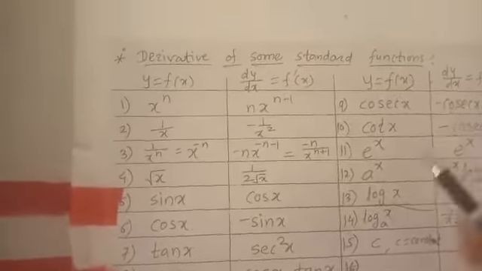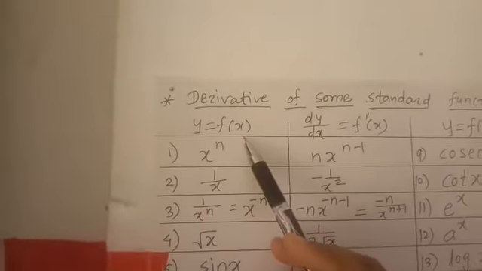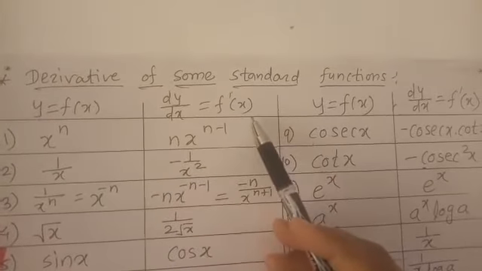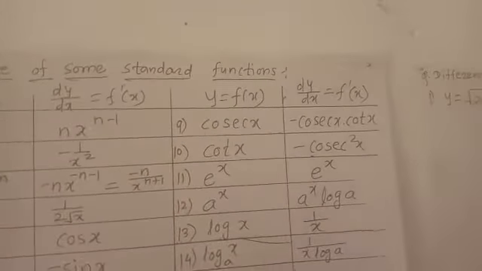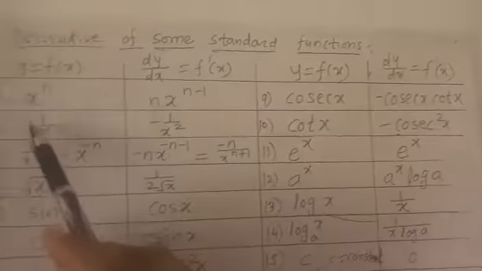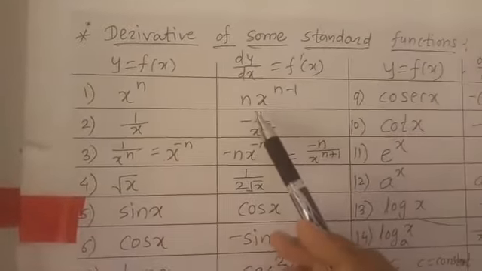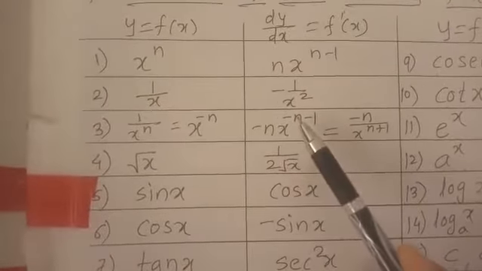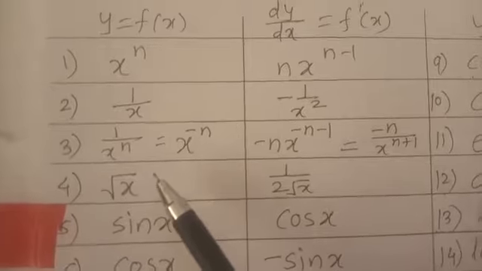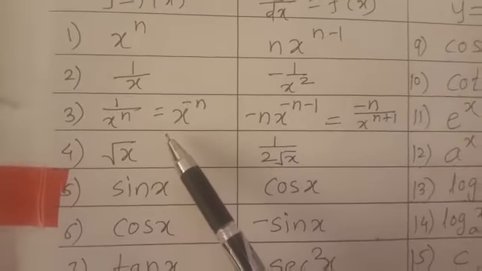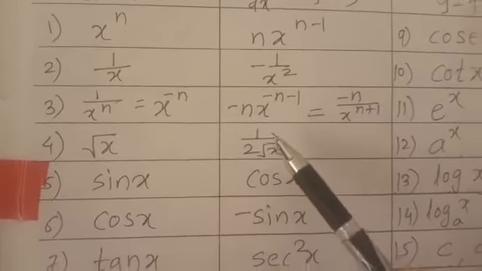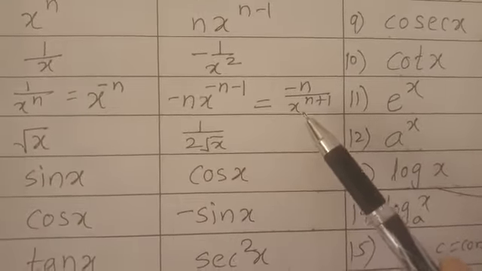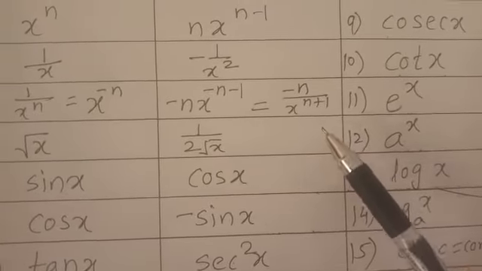of some standard functions. y is equal to f of x. Its derivative dy by dx is equal to f dash of x. Already we have seen all these formulae in standard 11. Number 1, derivative of x raised to n is n x raised to n minus 1. Number 2, derivative of 1 upon x is minus 1 upon x square. 1 upon x raised to n, it means x raised to minus n, its derivative is minus n x raised to minus n minus 1. It can be written as minus n upon x raised to n plus 1.